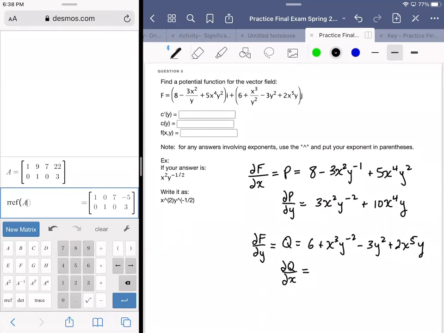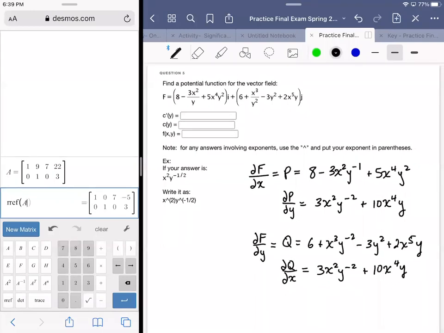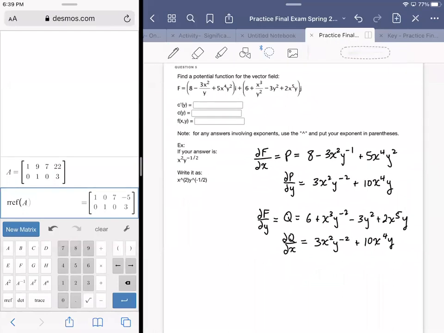I'm looking at, again, the partial with respect to x. So x cubed becomes 3x squared, so 3x squared y to the negative second. The third term, the -3y squared, goes to 0 because there's no x there. And then the 2x to the 5th y is going to become 10x to the 4th y. So we have a conservative vector field. All right, so we're good to go there.